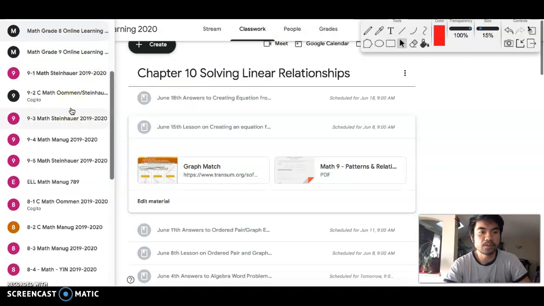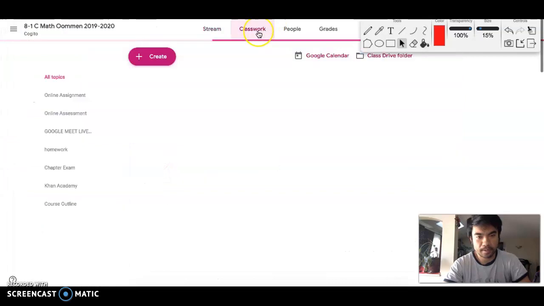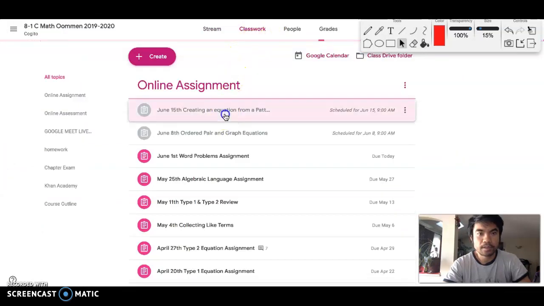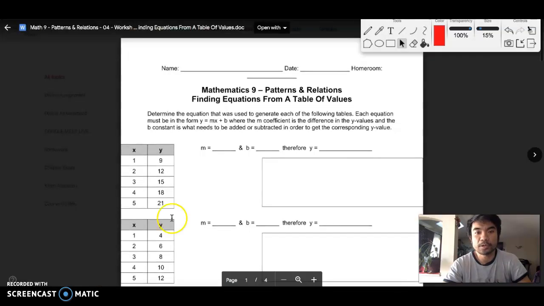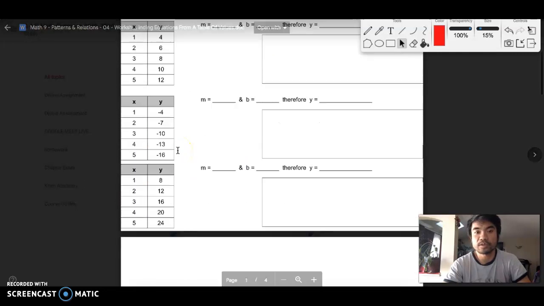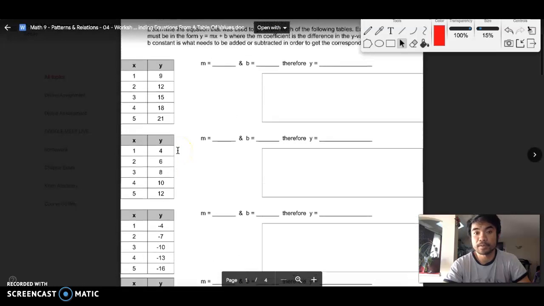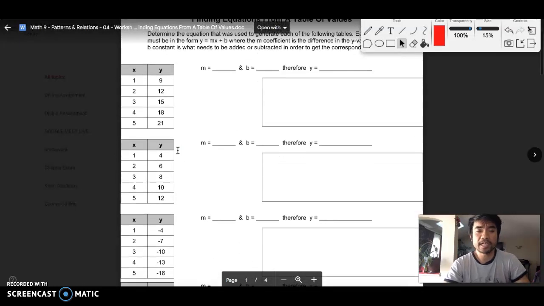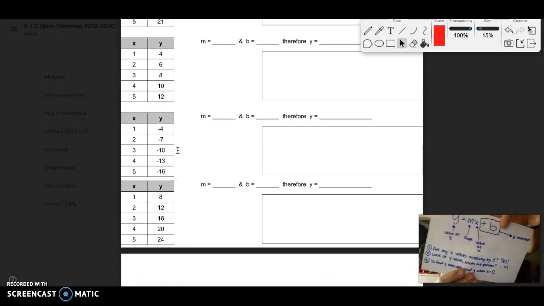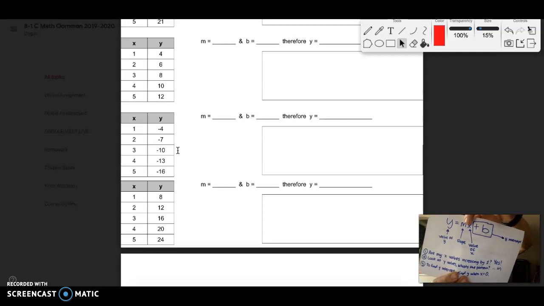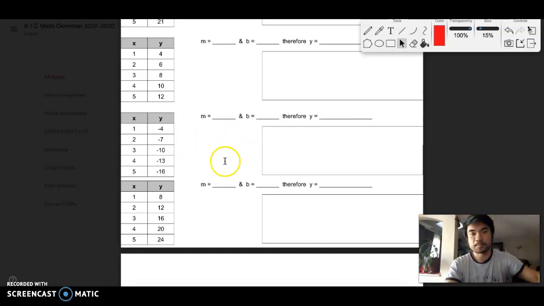I'm going to use 8.1 as an example. Now, create an equation from a pattern. If you look at your homework, again, are my x's increasing by 1? Yes. You just have to figure out what the pattern is. Now you're probably going to ask yourself, Mr. Manu, can my m value be negative? Yes, it can be. So this is your homework.